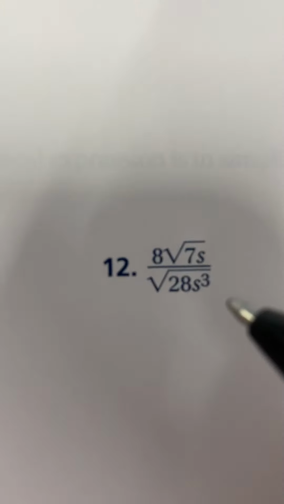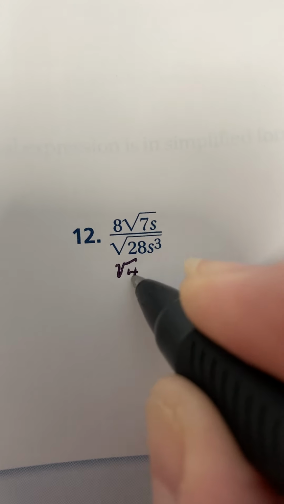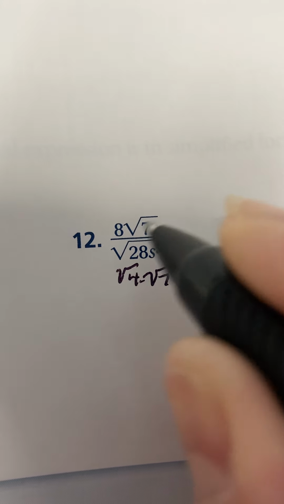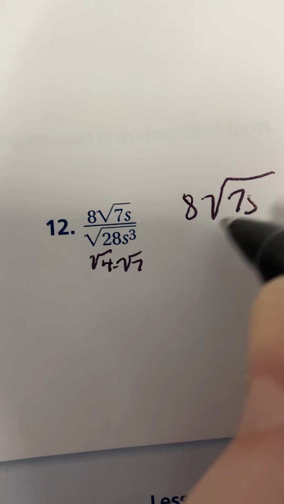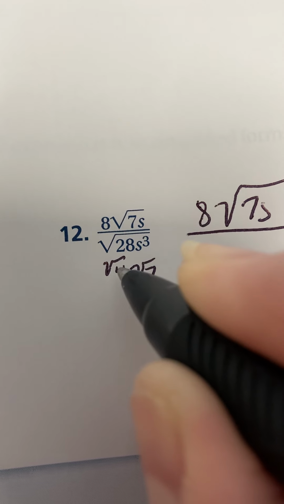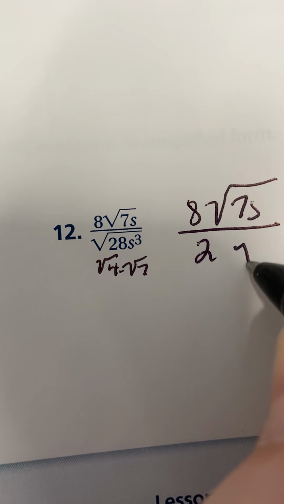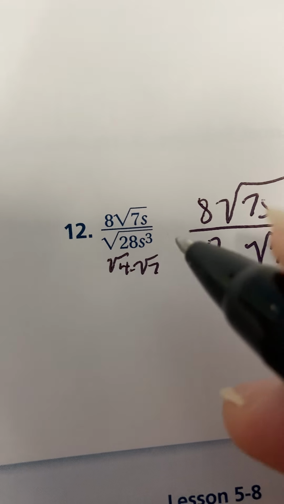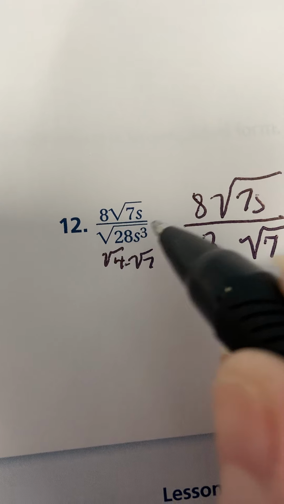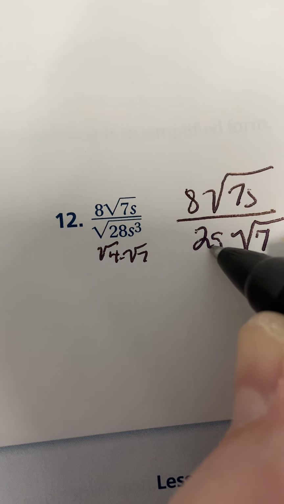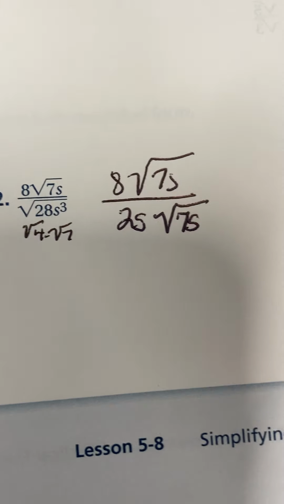All right, here I'm going to break down the 28. 28 is 4 times 7. All right, so on the top, I can't do anything, so I'm just going to leave that for right now. All right, on the bottom, 28 is the square root of 4 times the square root of 7. Square root of 4 is 2. And then I still have this 7. The s to the third power, remember 2 can divide into that one time, so I'm going to bring 1 s out. And I'm left with 1 s underneath.